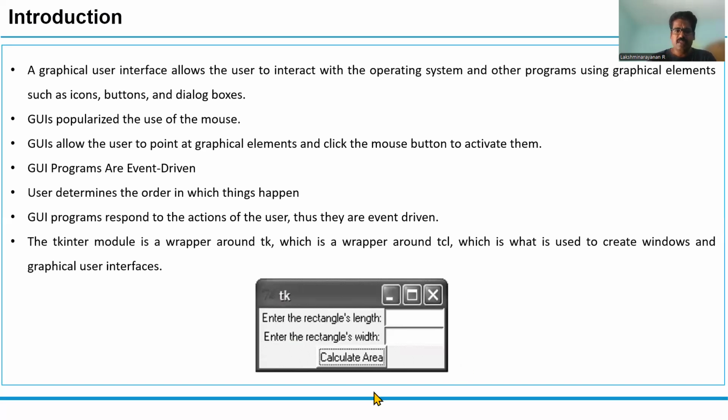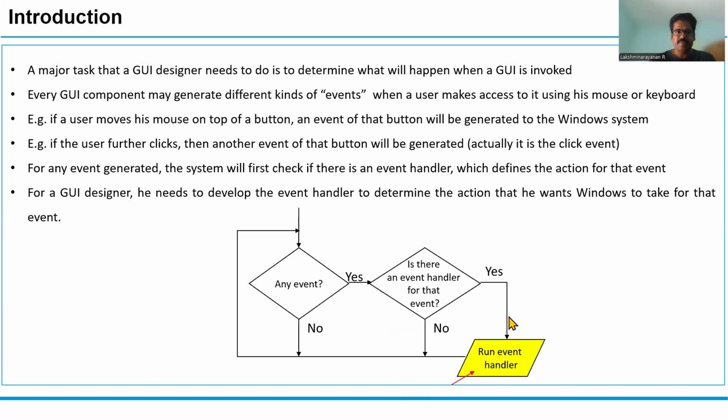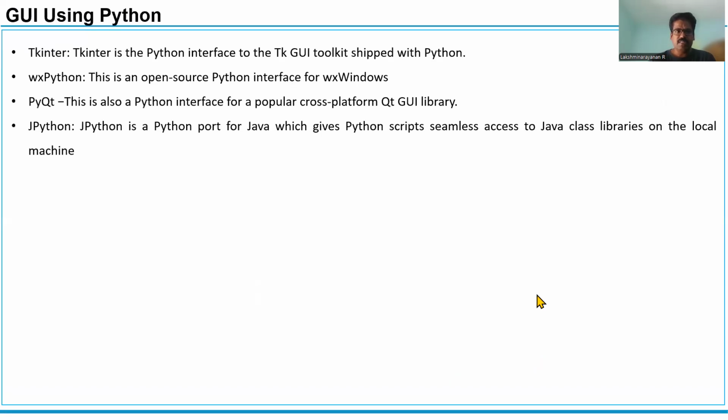When you create an environment with Tkinter using Tk, it looks like this: a label, a text box to enter some text, and a button to calculate the area. This is the introduction with the graphical structure, showing whether the event has happened or not. If no, then run the event handler. If yes, then the event handler occurs, and finally the event is closed. And this is done using a GUI.